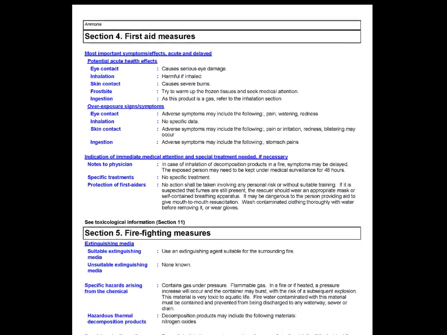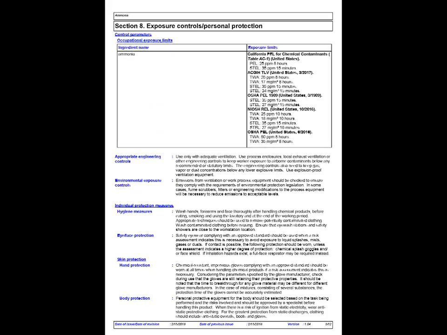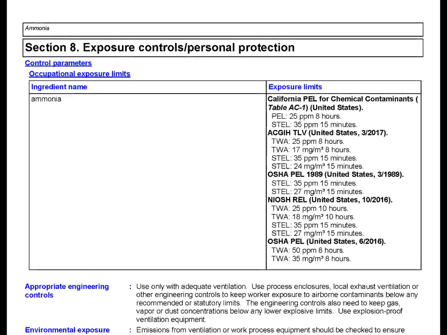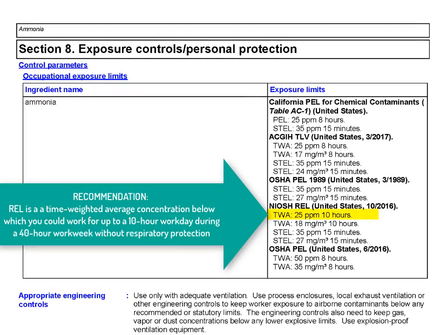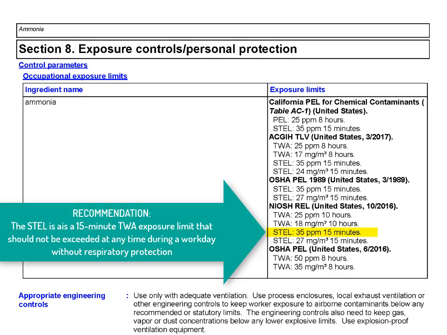On page 5 of the SDS, we see occupational exposure limits, including the NIOSH recommended exposure limit of 25 ppm. This is a time-weighted average concentration below which you could work for up to 10 hours a day during a 40-hour work week without respiratory protection. The NIOSH short-term exposure limit is also a recommended limit that should not be exceeded at any time during a workday without respiratory protection.